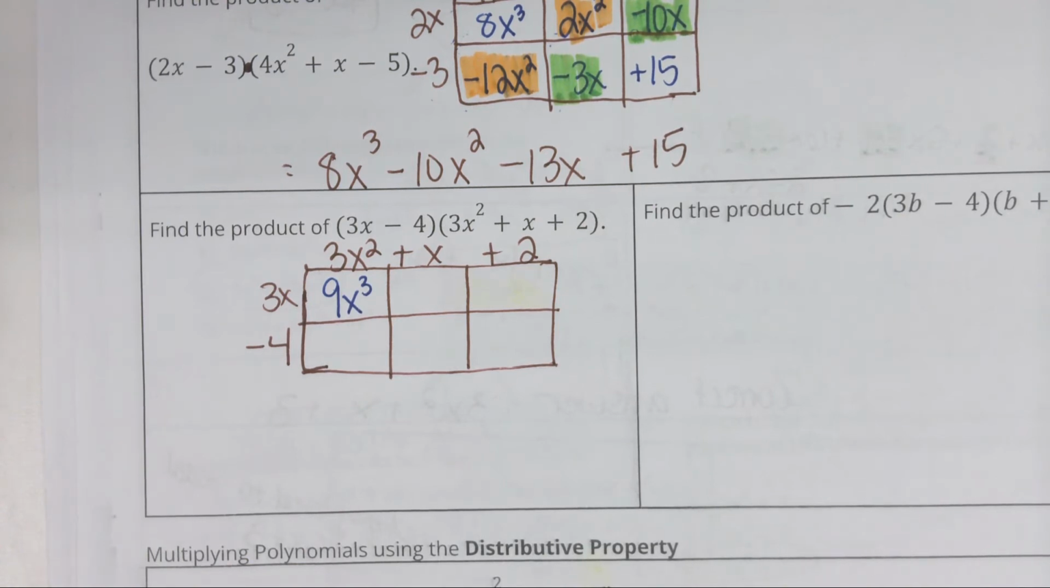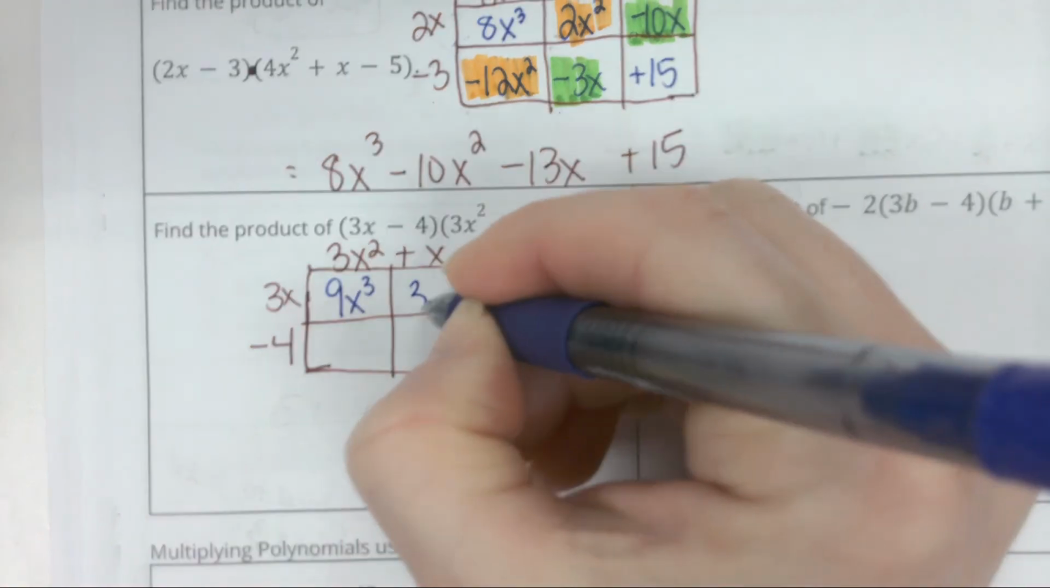Now, once you're done, then you just add like terms. So the box part is the multiplication.